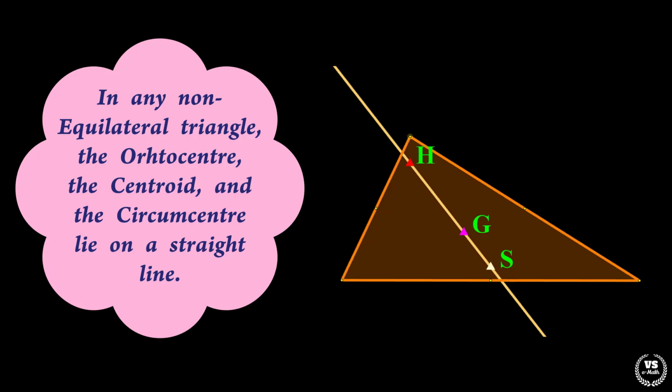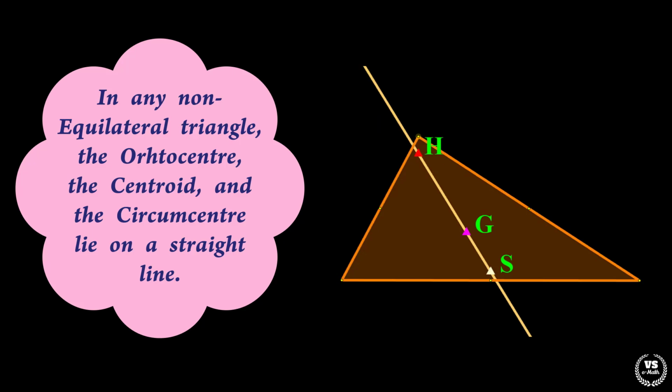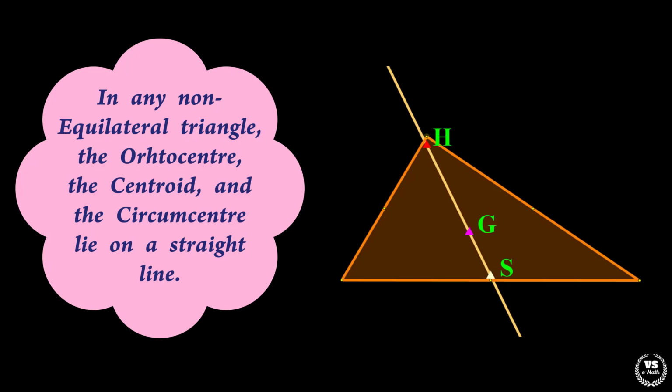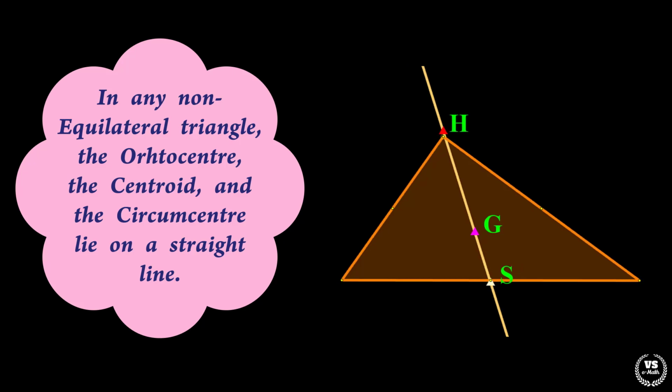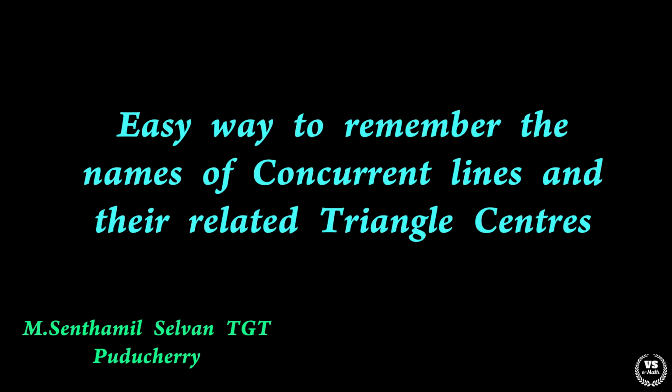When the triangle is equilateral, all these points coincide at a point which is equidistant from the vertices of the triangle. After learning all this, our biggest confusion starts here. We confuse ourselves with the name of the concurrent line and its corresponding triangle center. Here is an easy sentence to remember them.